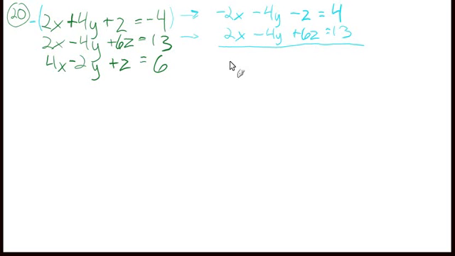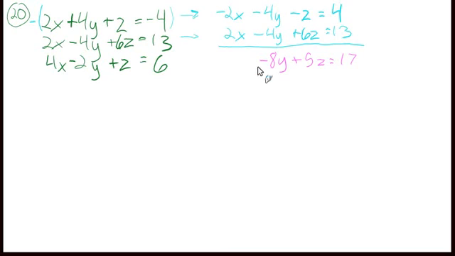So now we do negative 2x plus 2x, which is going to be 0 x's. Okay, so I'll write the result here in this color. No x's. Negative 4y minus 4y is negative 8y. And 6z minus z is 5z. And 13 plus 4 is 17. So you see how we don't have any x's anymore.